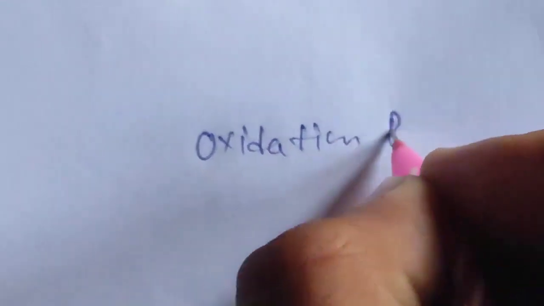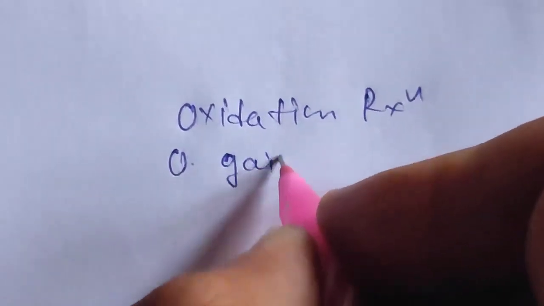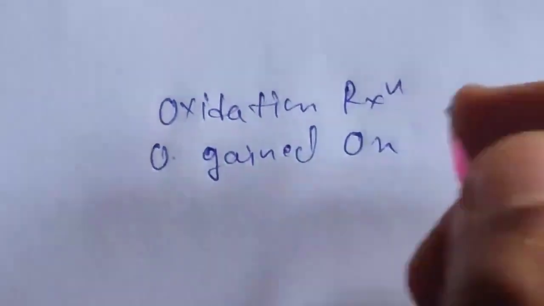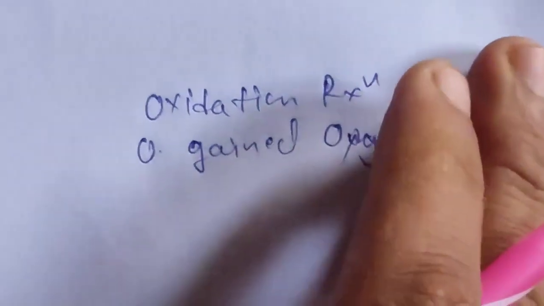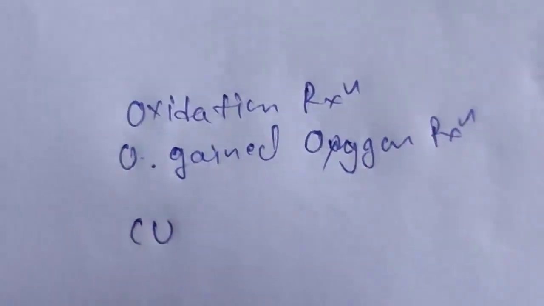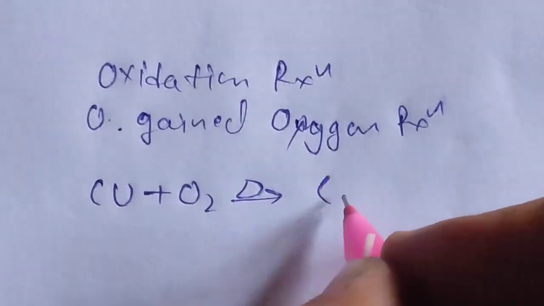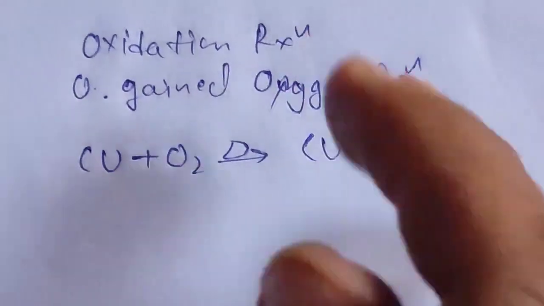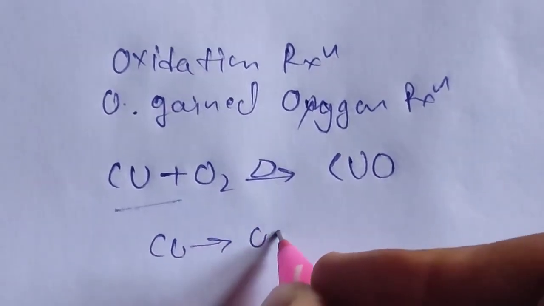While starting the topic redox reaction, let's talk about the oxidation reaction. Oxidation reaction means that when a substance gains oxygen in a reaction, it is called an oxidation reaction. For example, we have copper burned with oxygen using heat, and it becomes copper oxide. This is an example of an oxidation reaction because the copper gets oxidized into CuO.